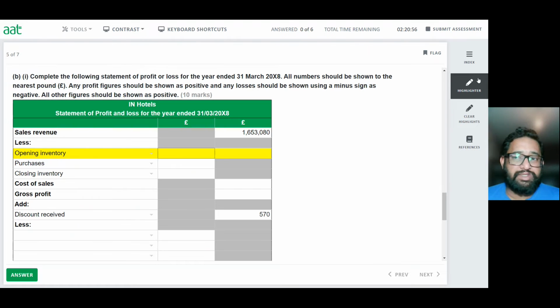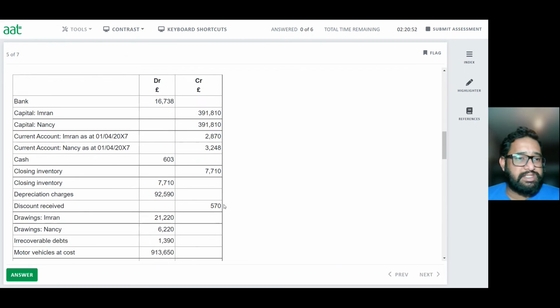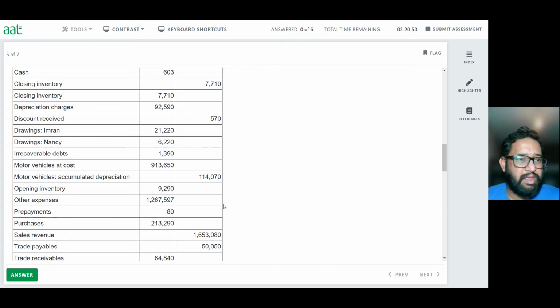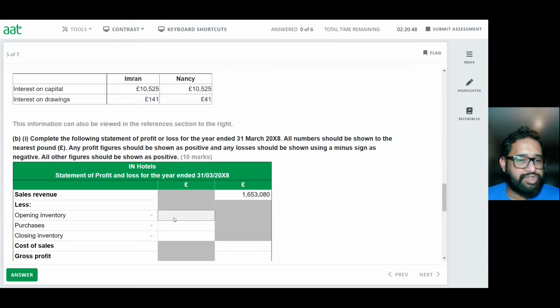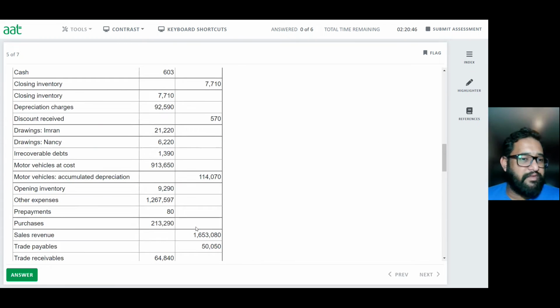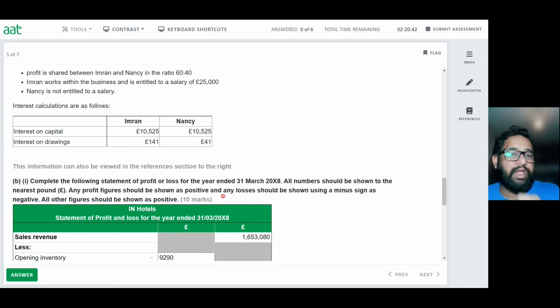So let's do the opening inventory first. Let's get the highlighter out of the way. Opening inventory is... So double click on that box, keep that box ready. Just scroll up and find the number. The number is 9290.